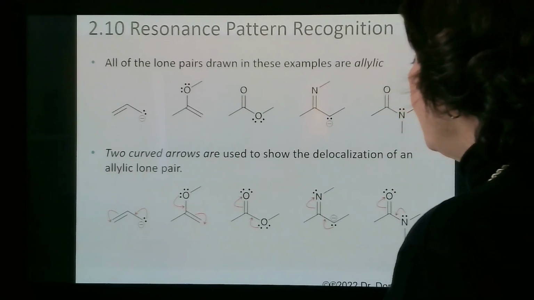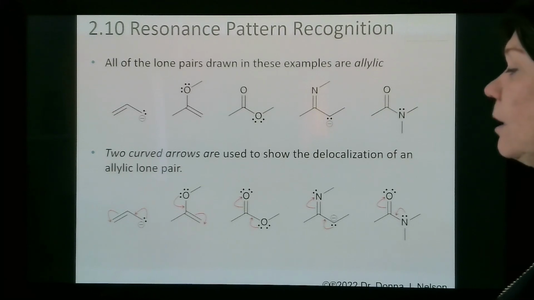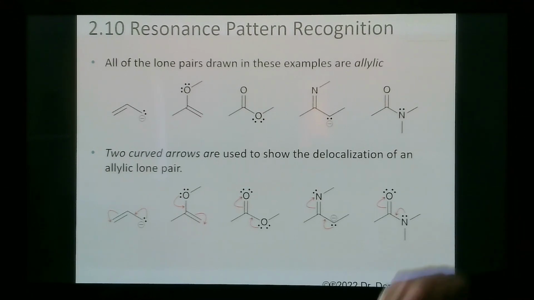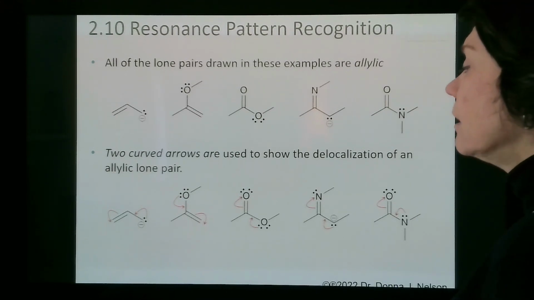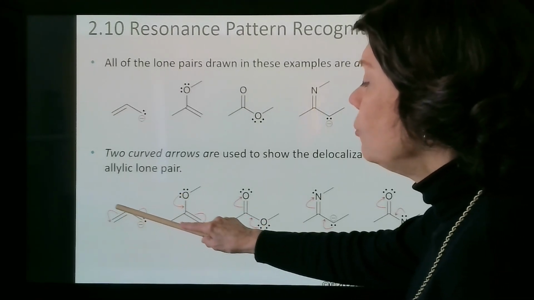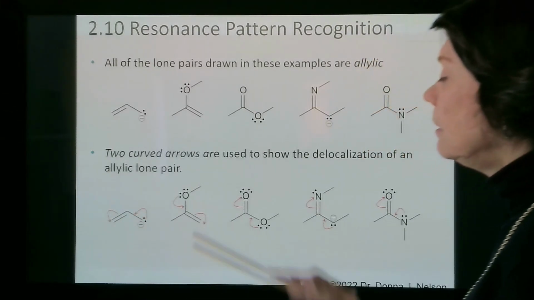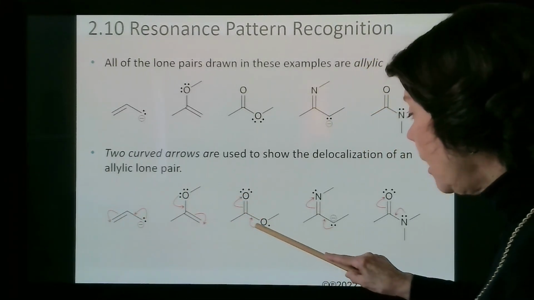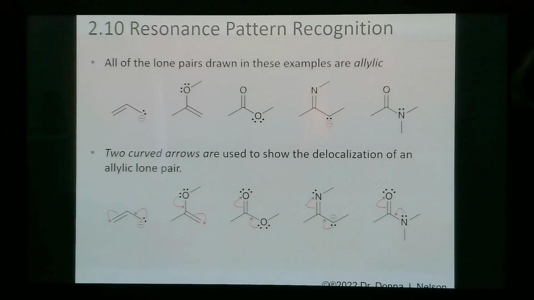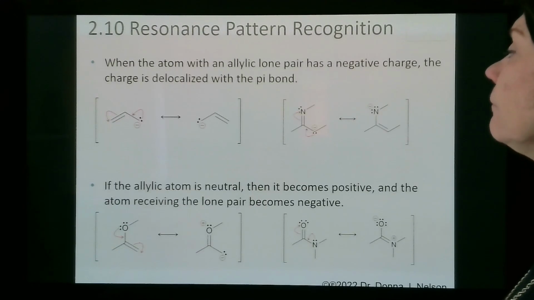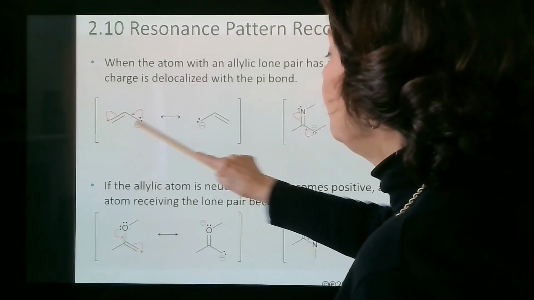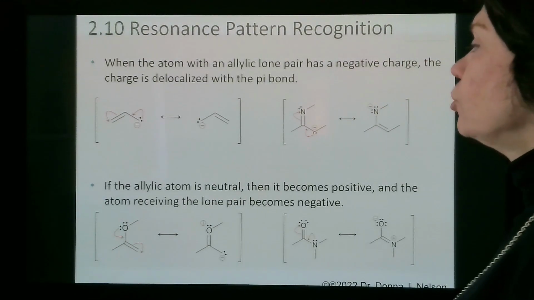2 curved arrows are used to show the delocalization of an allylic lone pair. I will let you look at these so that you can see how 2 curved arrows are needed. One is needed to depict the movement of the lone pair. The other is needed to depict the movement of the pi bond. Lone pair, pi bond. Now we have a lone pair and a pi bond moving. So those show the 2 resonance structures.